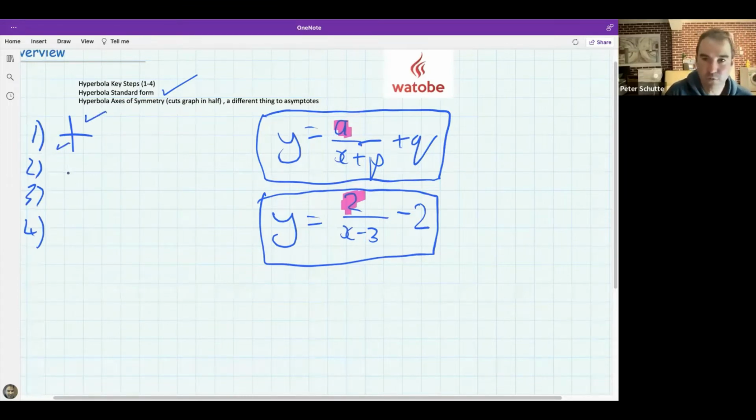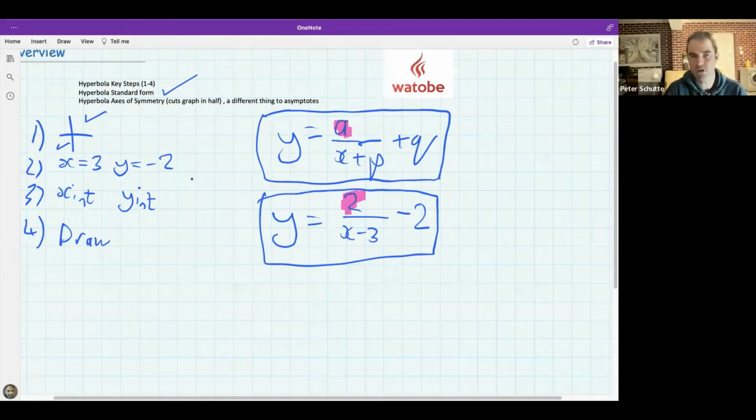Then the next thing we looked for were the asymptotes. In this particular scenario, the asymptotes would be x = 3 and y = -2. Those are like the dotted lines that we draw to allow us to know where to put our hyperbola graph. Then after that, we would find the x-intercept and the y-intercept using the same methods that we would always use. And then the 4th part would be to actually draw the graph. So whenever you do a hyperbola, those are the 4 steps you're going to have to do.